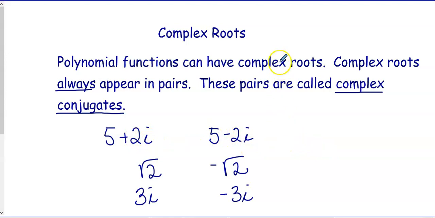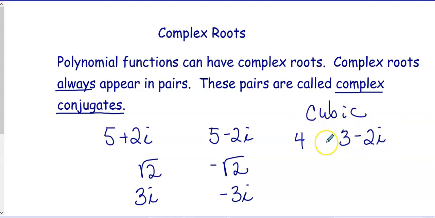Let me give you an example. If I said you have a cubic function and it has a root at 4 and 3 minus 2i, well, it's cubic, so it's got to have 3 roots, and none of them bounce or anything like that. Well, you also know that it has one at 3 plus 2i. That is a given. That is automatic. Anytime you see one complex root, you're going to have its conjugate as a root also.